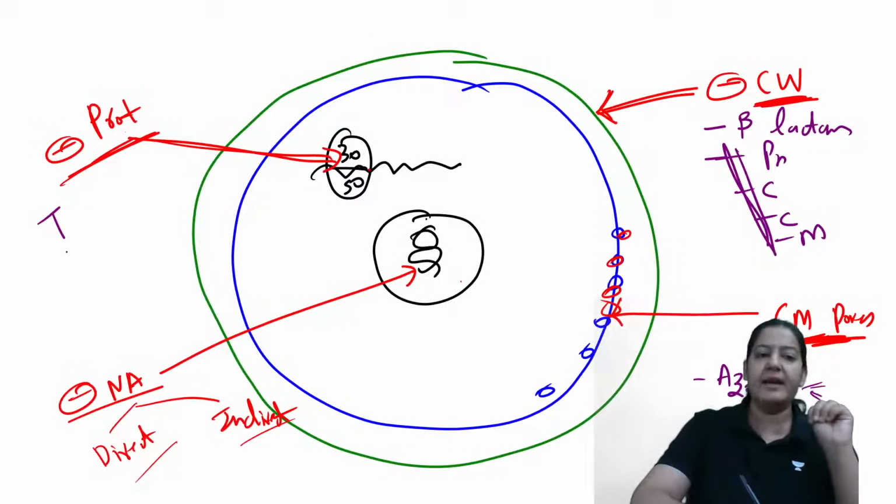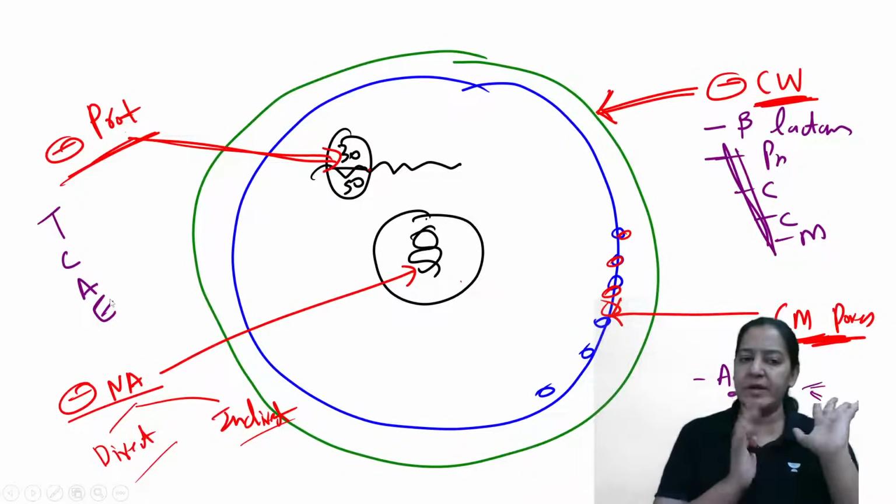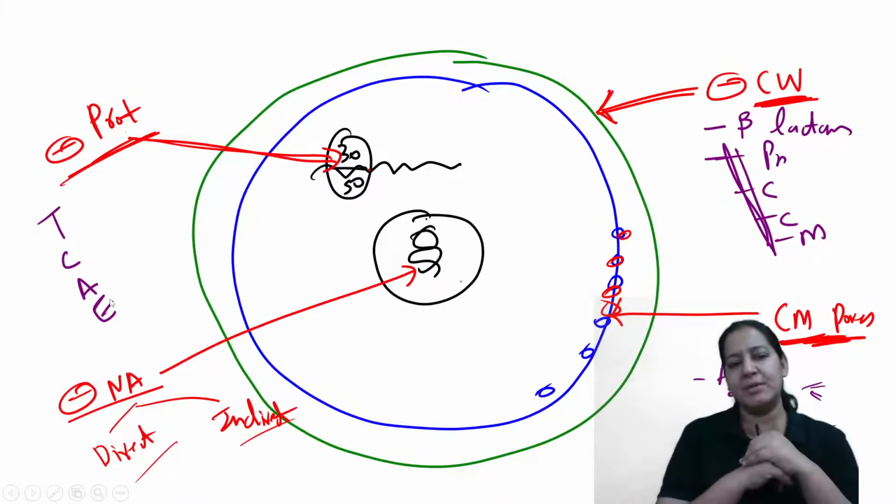There are four main drugs: tetracycline, chloramphenicol, aminoglycoside, and the last one is erythromycin or macrolide. These are the important protein synthesis inhibitors. And can you tell me the name of the drugs which inhibit nucleic acid synthesis?